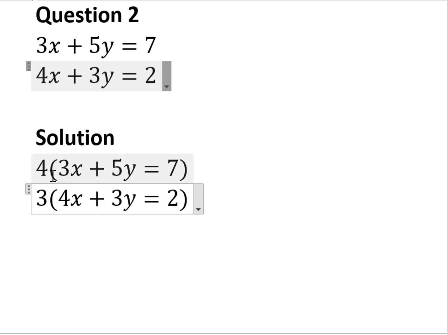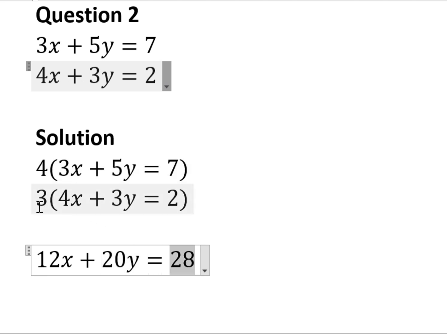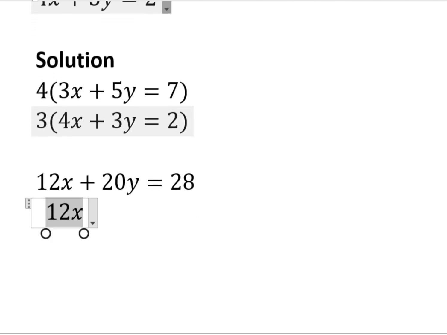We shall have this times this, giving us 12x plus 4 times 5y giving us 20y is equal to 4 times 7 giving us 28. This one will give us this, and this giving us 12x plus this times this giving us 9y is equal to this times this giving us 6.